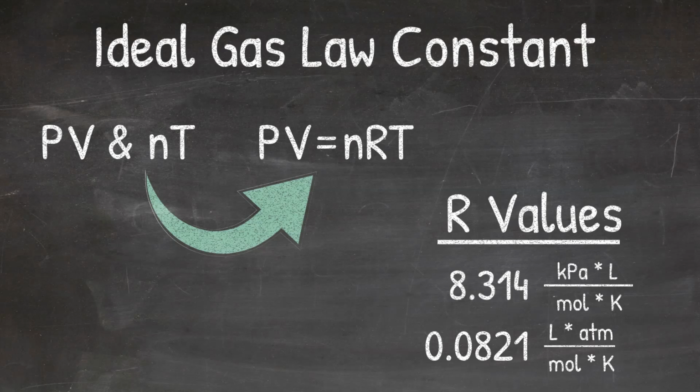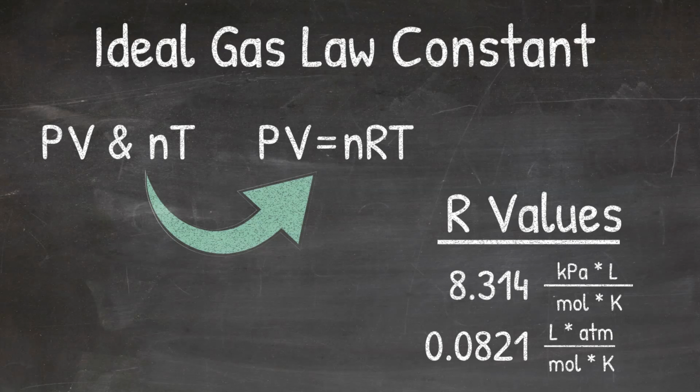There are other values that can be used, so make sure to check with your teacher as to what values you are expected to use and know how to use in your class. You can see that the main difference between the units on the R values is pressure. For 8.314, the pressure is kPa, or kilopascals, whereas for 0.0821, the unit for pressure is atm, or atmospheres. Volume is liters for both, and temperature is Kelvin for both. So you can look at the units on R to help you know what units your other variables need to be in when solving the ideal gas law formula.